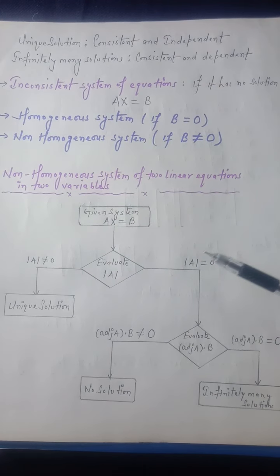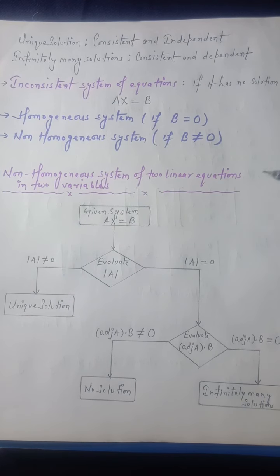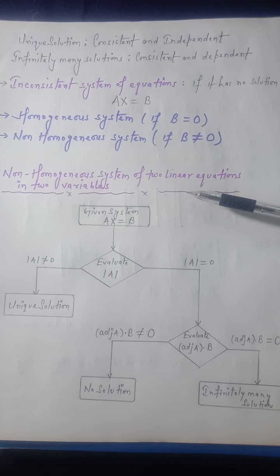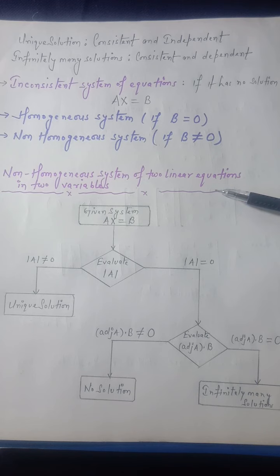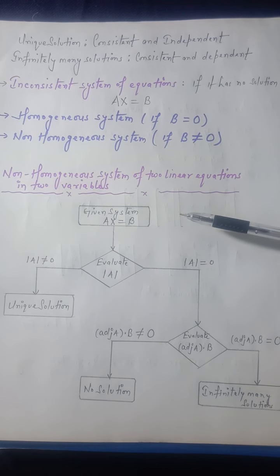So you must remember one more point here. I have prepared this chart for a non-homogeneous system of linear equations where the number of variables is 2 and the number of equations is 2. I am not talking about 3 equations and 3 variables. This chart is only for 2 linear equations in 2 variables.